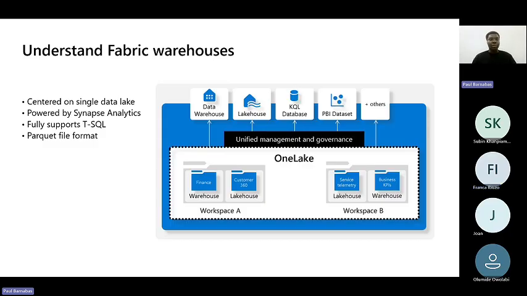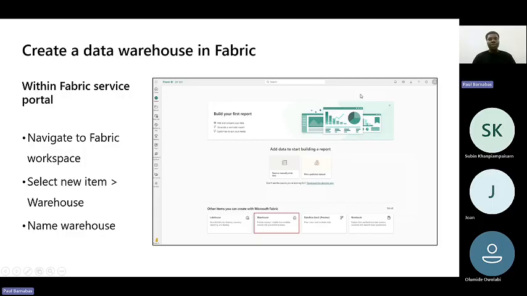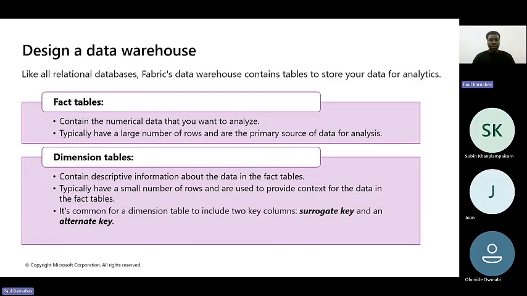Okay, that's fine. So within the Fabric experience, we have a single data lake. It's OneLake. It is powered by Synapse Analytics, and on top of that, you can write your T-SQL. It also supports CSV, TSV, SQL, Parquet format, and so on and so forth. All of that is supported within the platform. So how do we create a data warehouse in Fabric? You saw the experience. We navigate to the new item, you select warehouse, you put in a name, and then it creates a warehouse for you.